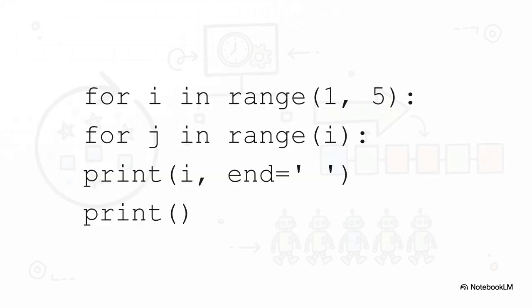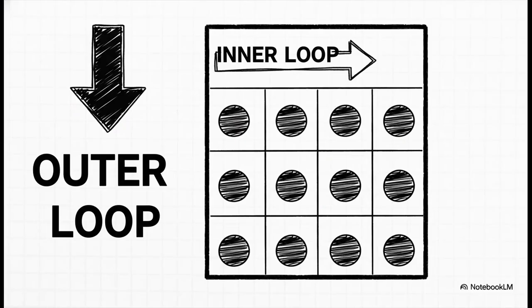Let's look at this code. We've got an outer loop that counts from 1 to 4. Now, for each of those numbers, an inner loop runs that many times. So when the outer loop's i is, say, 3, the inner loop runs 3 times. See that indentation? That's how Python knows which code belongs to which loop. It's super important.